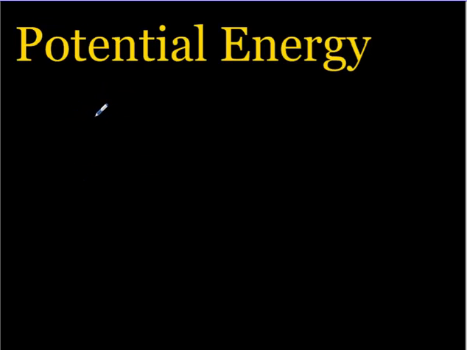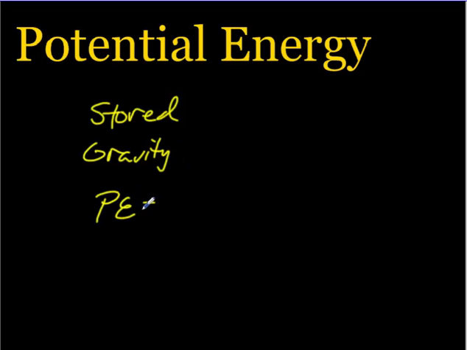The first one that we have is potential, and this is our stored energy. And we're going to be doing it with our gravitation. So this one's based on gravity. So my formula for potential energy is mass times gravity times height. And of course my unit is the joule, as it is for work.